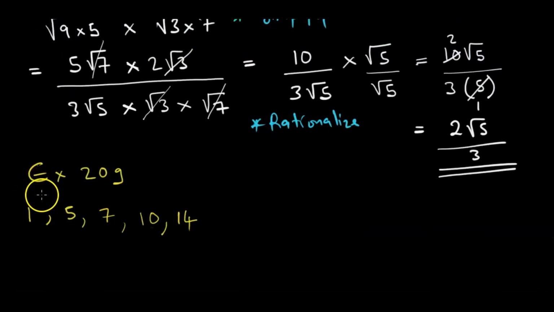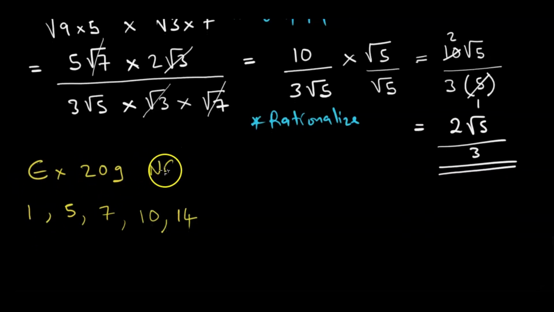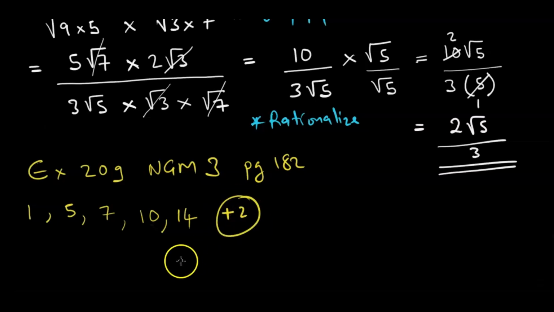In this lesson, we are going to do exercise 20G. Remember, our book is the New General Mathematics, book 3. And you are going to find this exercise on page 182. So it's page 182. You are going to do number 1, number 5, number 7, number 10, number 14, then add 2 of your own. So all in all, you are going to do 7 questions.